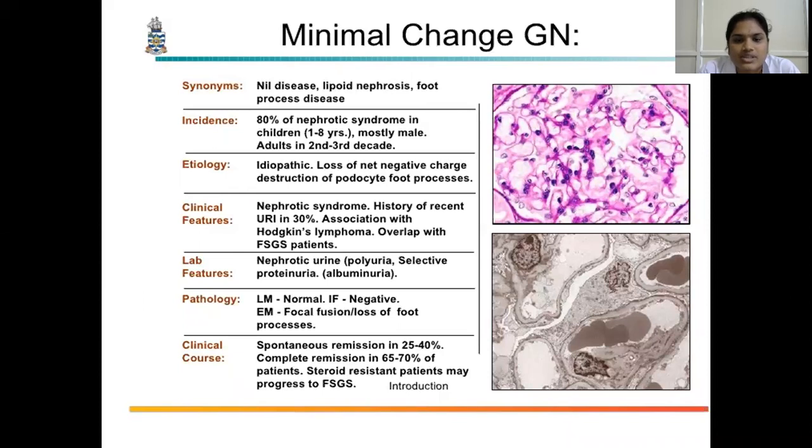The lab investigations: polyuria, selective proteinuria, albuminuria is seen. The pathology, as I said, in light microscopy, it is normal. And in electron microscopy, the focal fusion or the loss of the foot processes is seen. So in a steroid resistant patient, it can lead to focal and segmental glomerulosclerosis. Usually it is responsive to the steroids.